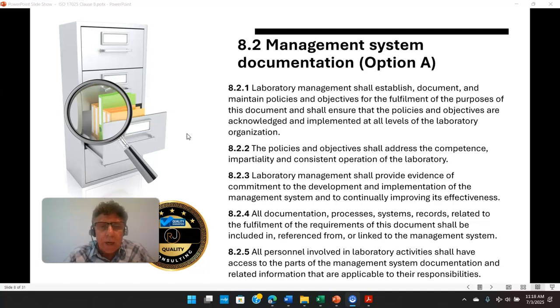And 8.2.5, all personnel involved in laboratory activities shall have access to the parts of the management system documentation and related information that are applicable to their responsibilities.